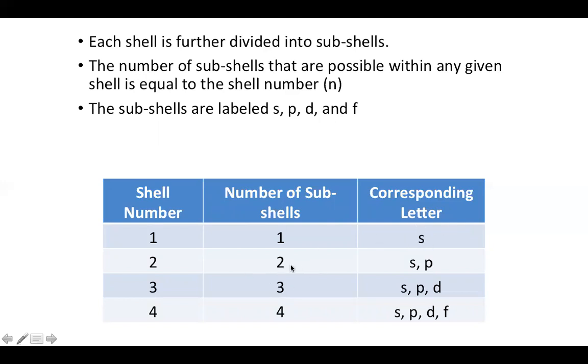Principal energy level 2, which corresponds to the second period, has two sublevels, an S, and then we also give it a P. Principal energy level 3, which corresponds to the third period, has an S, P, and a D. And then 4 through 7 would have 4 sublevels, an S, P, D, and F.